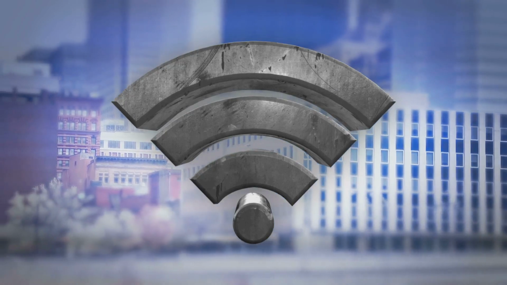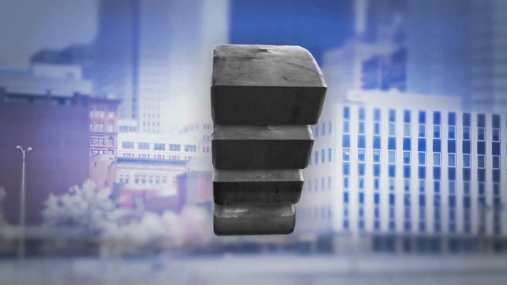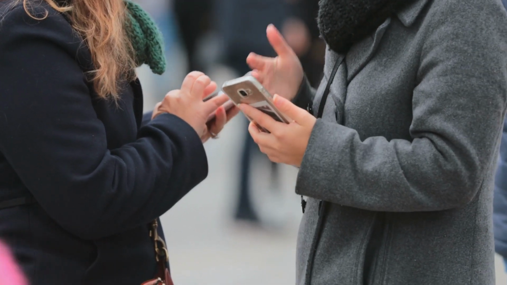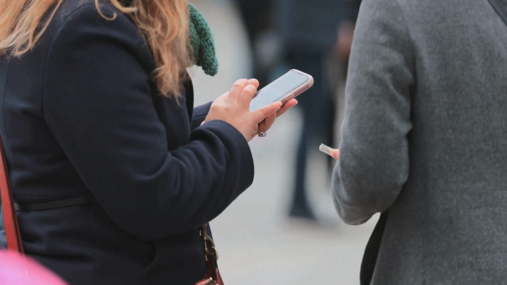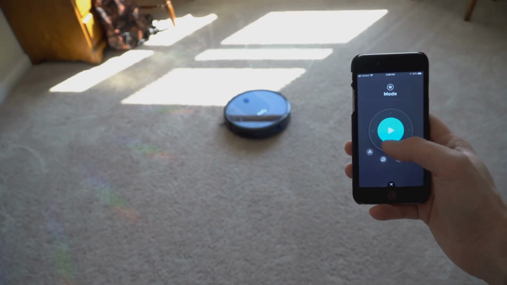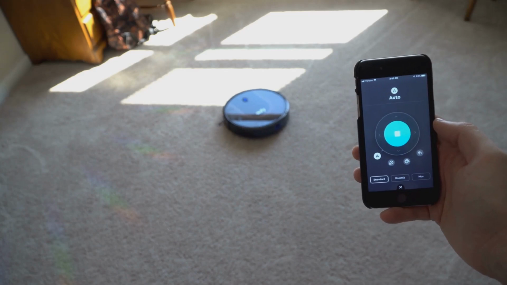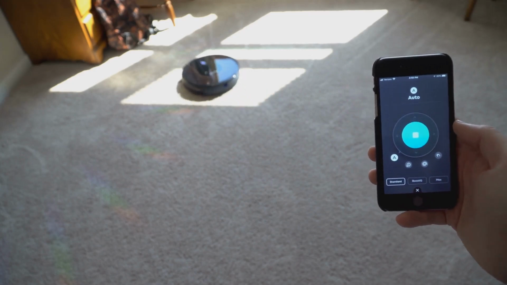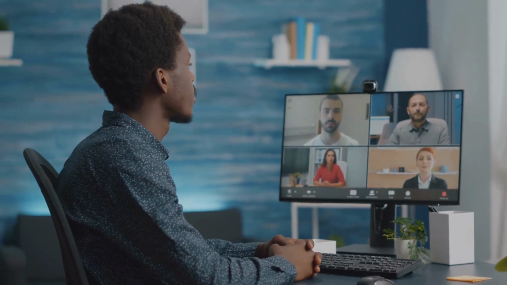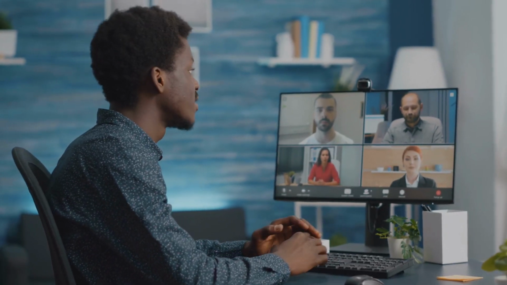Over the years, wireless networking has exploded in popularity. No longer is Wi-Fi just a convenience. It's a fundamental part of how businesses operate, how people communicate, and how devices connect. This growth is driven by the rise of mobile devices. Laptops, tablets, and smartphones are everywhere. The increasing number of Internet of Things, or IoT, devices, like smart thermostats, security cameras, and industrial sensors, and the need for flexible, scalable networks that can support remote and hybrid work environments.